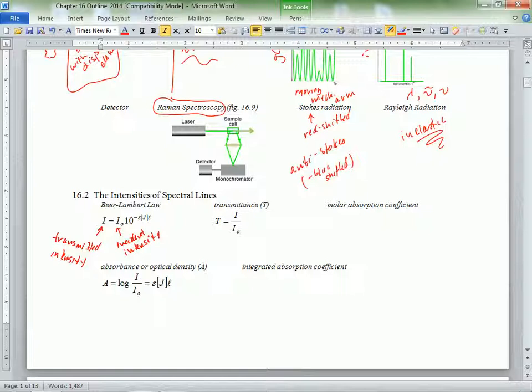How about all these other things? Like in this Beer-Lambert law, the transmitted intensity is equal to the incident intensity times 10 to the power negative epsilon, [J] in brackets, little l. What is this J in brackets probably? What do the brackets mean? Oh, the species that's absorbing? Yes, it's what? Concentration, right? Just imagine the things that are going to affect lowering the transmitted intensity. Concentration, definitely, right?